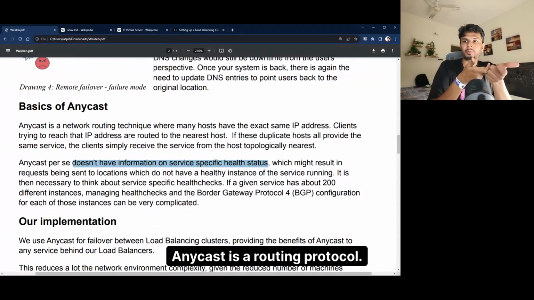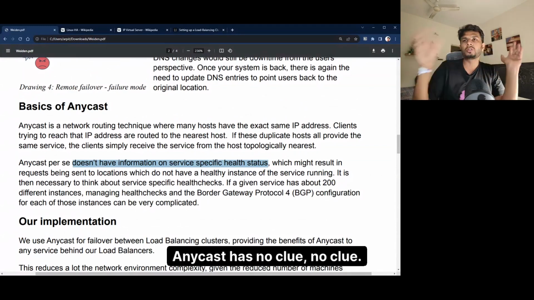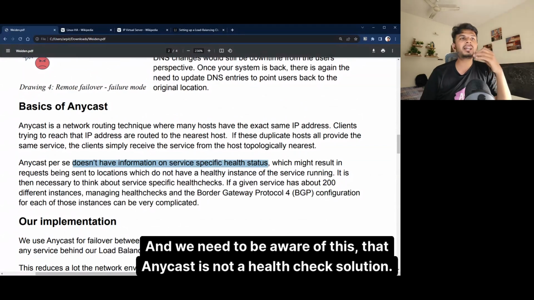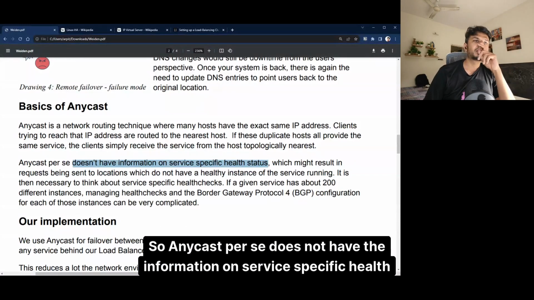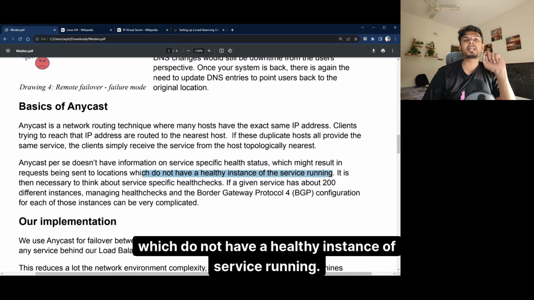Anycast is a routing protocol. Anycast has no information on whether the America site is working or not, or whether the Asia site is down or not. Anycast has no clue. Right? And we need to be aware that Anycast is not a health check solution. Not at all. So Anycast per se does not have the information on service-specific health status, which might result in requests being sent to locations which do not have a healthy instance of the service running.